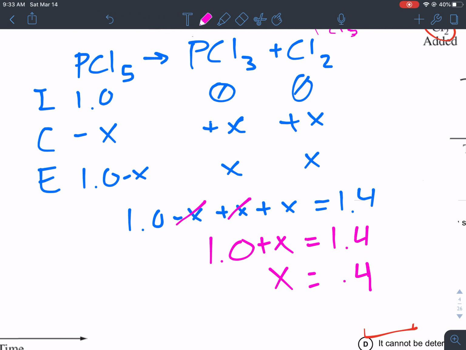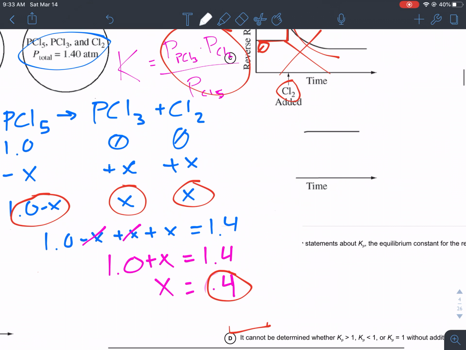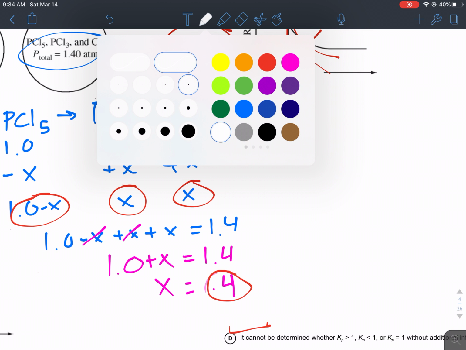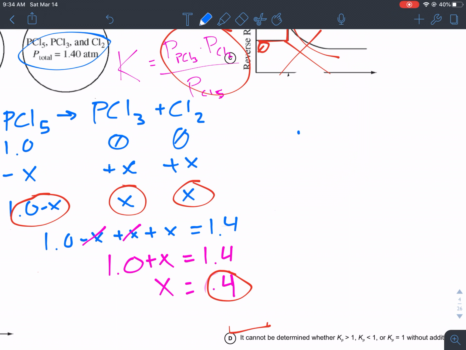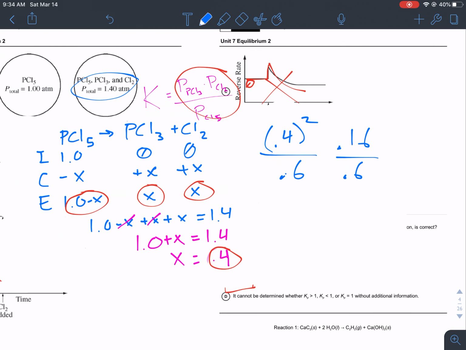All right. Substitute this 0.4 right here into here, here, and here, and ultimately substitute those values into there. You will get, I'm running out of space. Hold on. You'll get 0.4 squared over 0.6. This is 0.16 over 0.6, and I'm going to write it like that on purpose. Let me show you why.